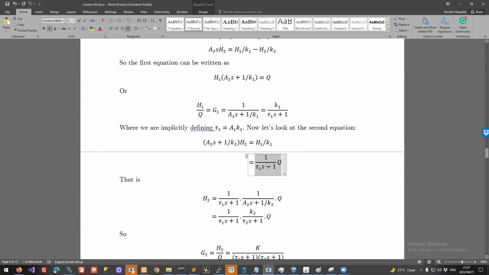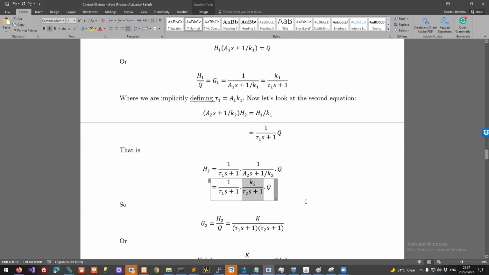We've gotten rid of H1 now. We can rewrite this as H2 as a function of Q. So there's now H2 as a function of Q. And again, we've got this form here. And if we multiply top and bottom by K2, we'll get K2 over K2A2S plus 1. So now we've got that nice familiar form here.